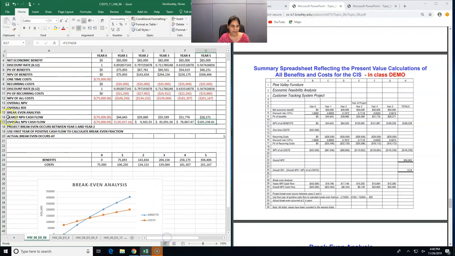So this is how we have calculated the overall NPV cash flow, which is just the cumulative values of this yearly NPV cash flow. We know theoretically, by looking at these values, that the break-even occurs between years 1 and 2, since the overall NPV cash flow changed from negative to positive during this period. We can see that this is a negative value and this is a positive value, so that transition occurred between these. But that is theoretical. However, we just need to use certain formulas in Excel and show the calculations.